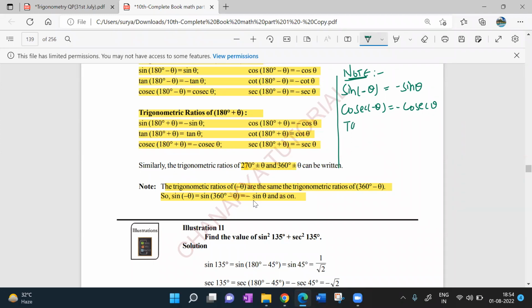So tan of negative theta is always negative tan theta. If tan is negative, cot will of course be negative, so minus cot theta. But cos function is always different. I told you, cos will always be different from the others. Cos of negative theta is positive, and secant is also going to be positive.